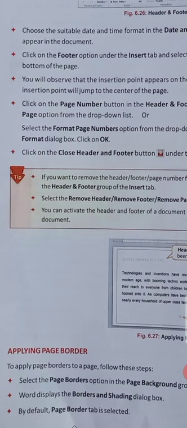Applying page border. I already told you in the last class how to apply page border. For applying page border, we just click on the Page Background group, and after that we have Border and Shading. Directly we can click on the ribbon, we have Border and Shading. We just click, and after that we need to select the lines, and we can do it.